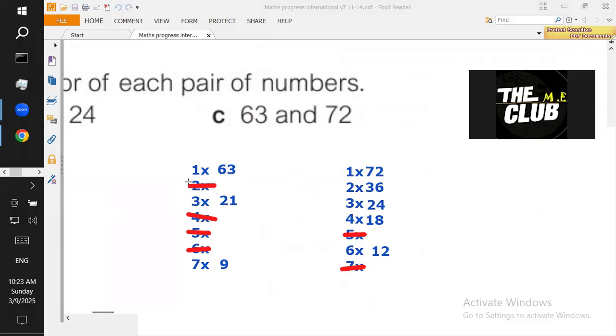When I look, I have 1, 3, 7, 9, 21, and 63. Here I have 1, 2, 3. The common ones here, we have 3. Yes, the highest common factor is 3 here. We didn't use the 4 here, nor the 6, 12, nor the 18, right? Because 63 can't be divided by them. Yes, can't be divided by 10. So 63 and 72. Yes. Let's see.